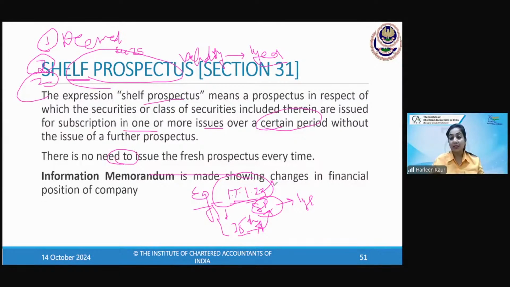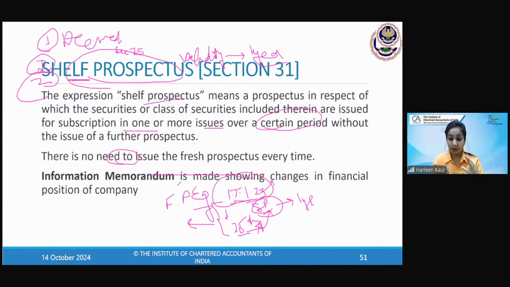Now it is coming for the subsequent offer of securities. Whatever changes have taken place in the financial position of the company, whatever more charges have been created against the company's assets, certain charge has been created. What is the meaning of creating a charge? It means the company has taken a loan from the bank or borrowings and a mortgage has been given against the company's assets. So certain charge has been created against the company's asset, any financial position has been changed, or any other information as may be prescribed has to be informed to the public every time you come up with the subsequent issue in case of shelf prospectus.